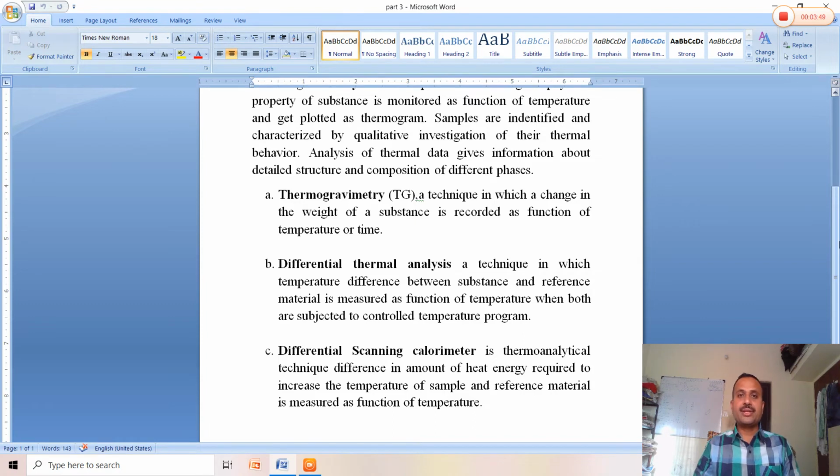The name itself, differential thermal, means difference in temperature. Differential thermal means what? Difference in temperature. So the difference in temperature of the substance and reference material is recorded with temperature or time.